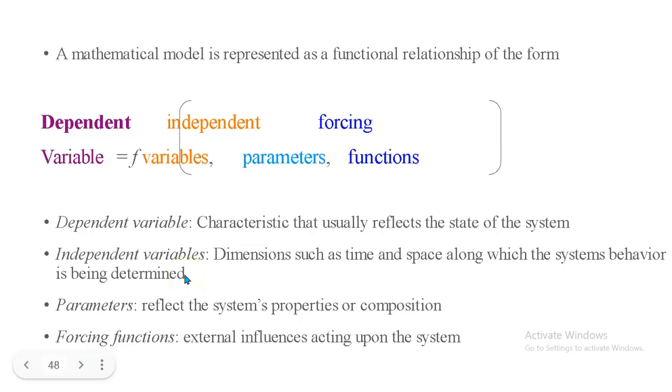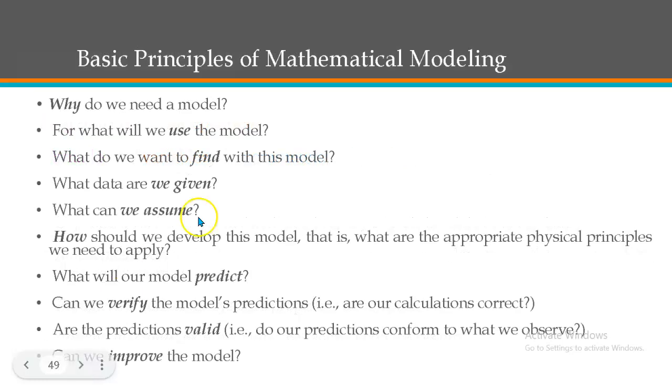A mathematical model depends on a set of dependent variables, independent variables, parameters, and other functions. Dependent variables are those that reflect the state of the system. Independent variables are dimensions like time and space. Parameters are the properties or composition, and other functions are external influences that may act on the system. So what are the different principles of mathematical modeling? Why we need it, how to use it, what we are going to find with this model, what data are given, and how we can make assumptions.